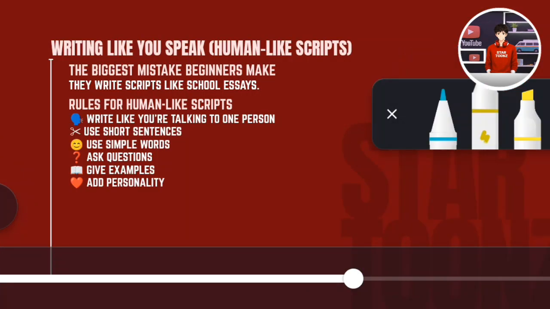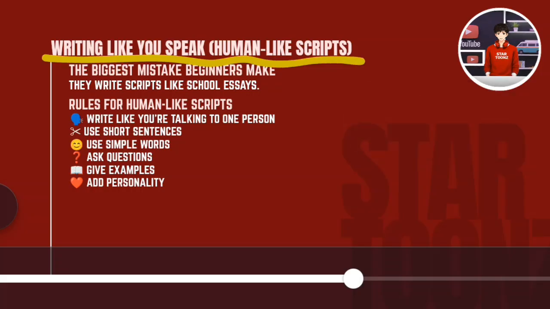One of the easiest ways to improve your videos is to make your script sound human. Many beginners unknowingly write scripts the same way they write school assignments. They use long sentences, complicated words, and formal language that nobody actually speaks. The result? The video feels robotic.